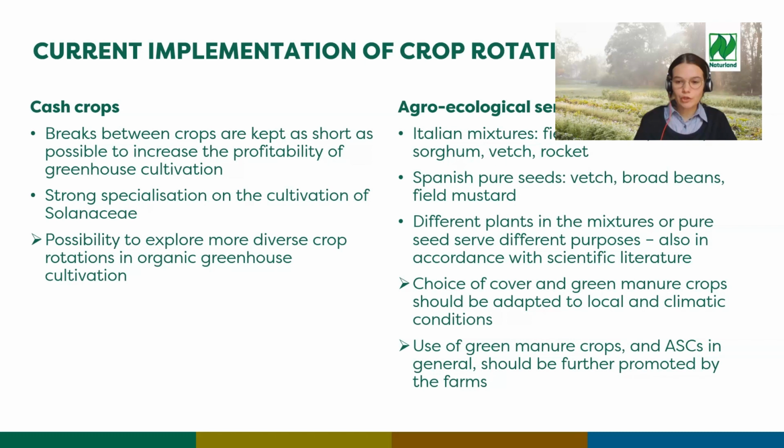And this leads me to the conclusion that there is a possibility to explore more diverse crop rotation in the organic greenhouse cultivation in the future. Regarding the agroecological service crops, as already mentioned, the Italian farms mainly use mixtures, for example, field mustard, radish, sorghum, vetch, or also rocket in these mixtures. On the contrary, Spanish farms use pure stands or pure seeds, so mainly vetch, but also broad beans and field mustards for biofumigation.